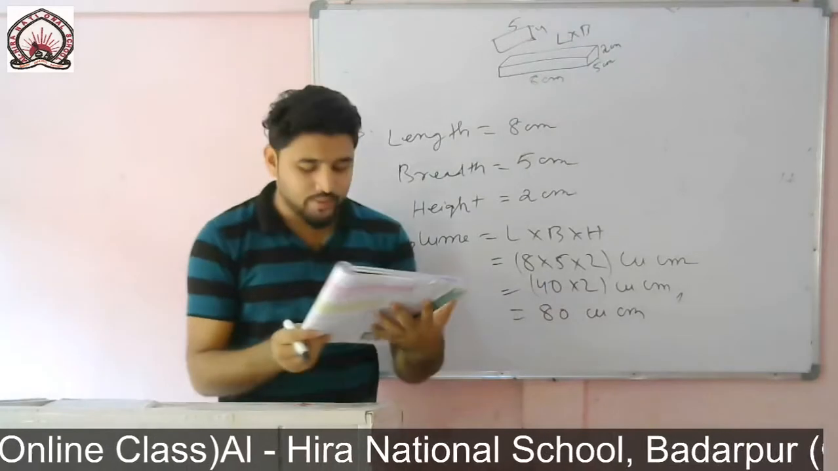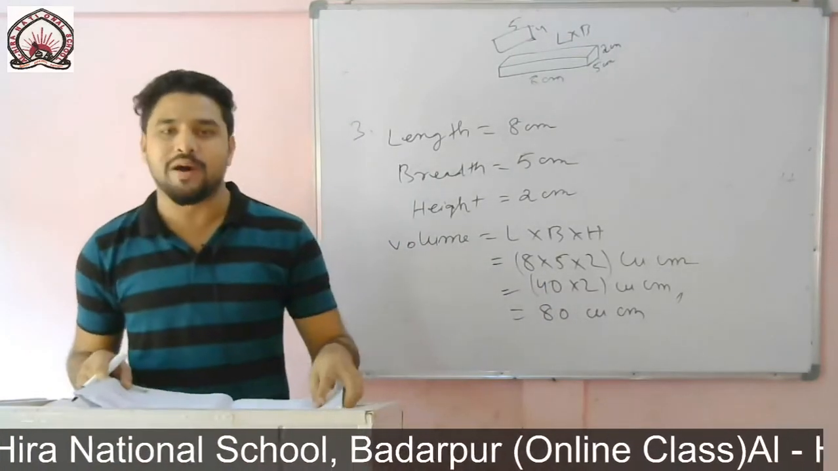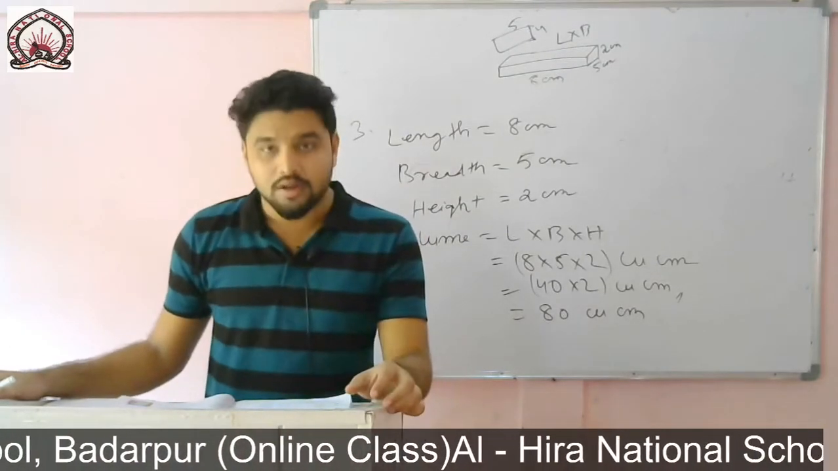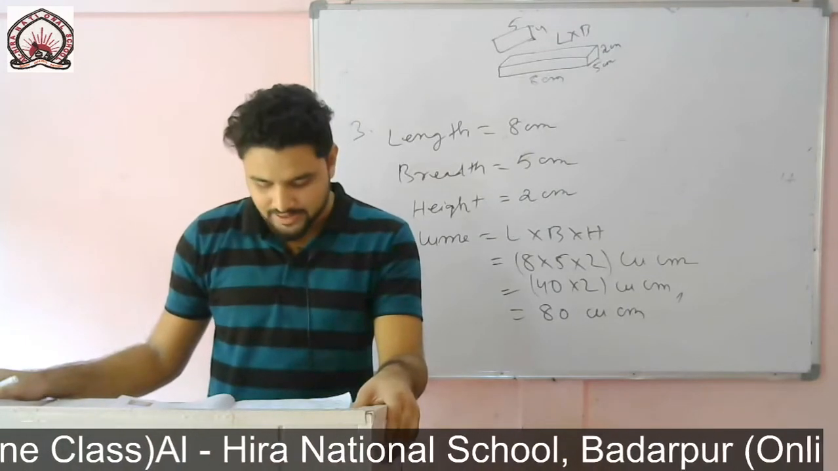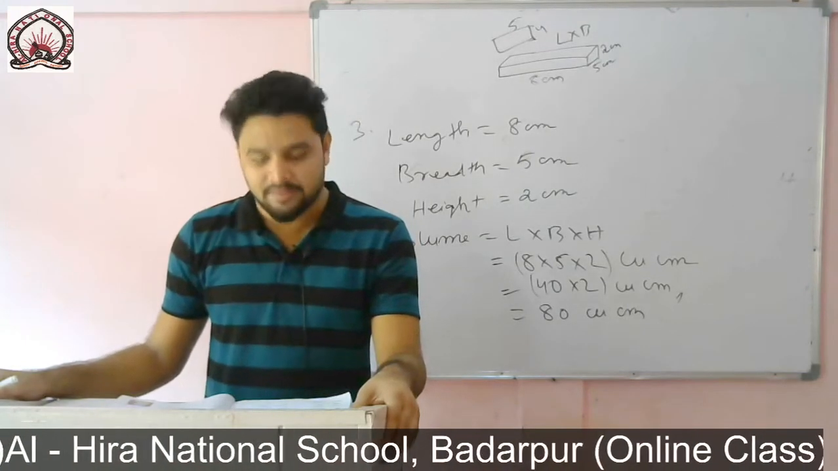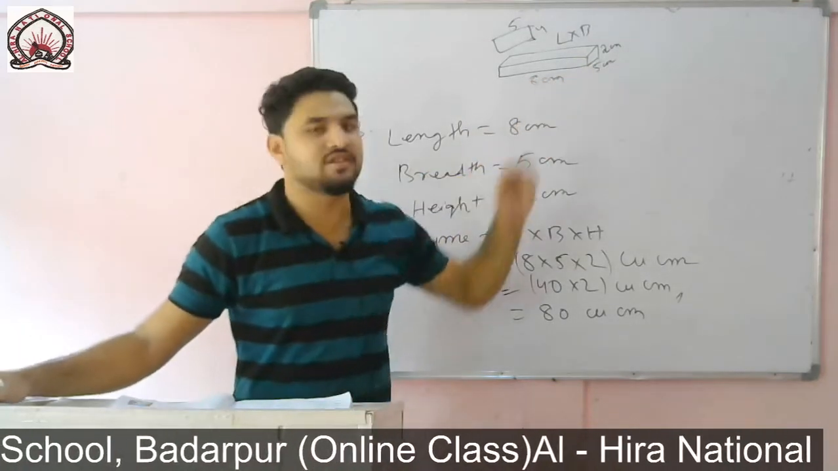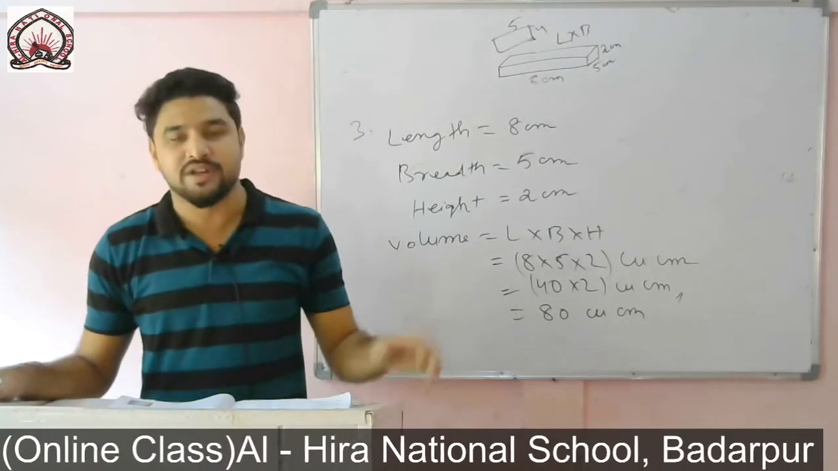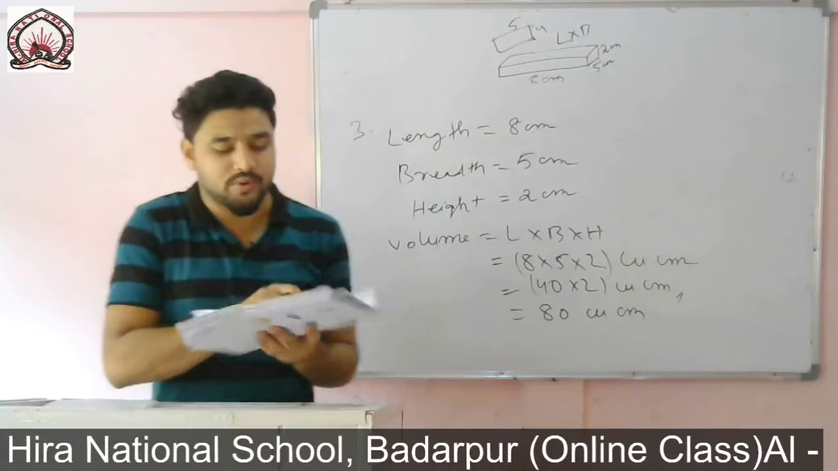And number 2 is any door. So it is your homework: you measure the dimensions of the door at your home, length, breadth or width, and height, and find the volume. It's your homework. Now come to question number 4.